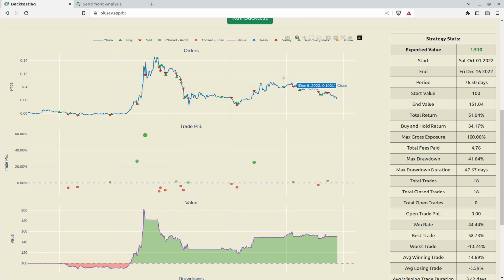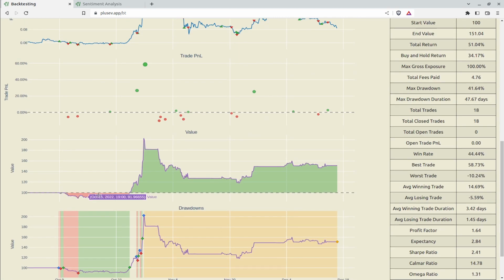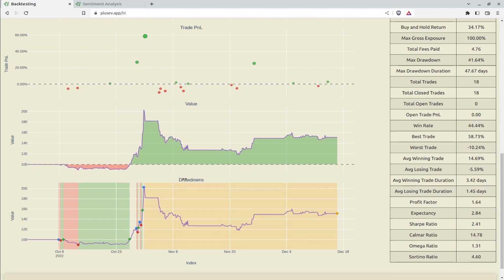We also have a bunch of charts that give a detailed look into how the strategy unfolded. In the orders chart, we can see the entries with a green marker and a red one for the exits. Then we have the trade profit and loss chart, where you can see the performance of each individual trade. In the next chart, you can see the value of the portfolio over time. And the last one shows the drawdowns.